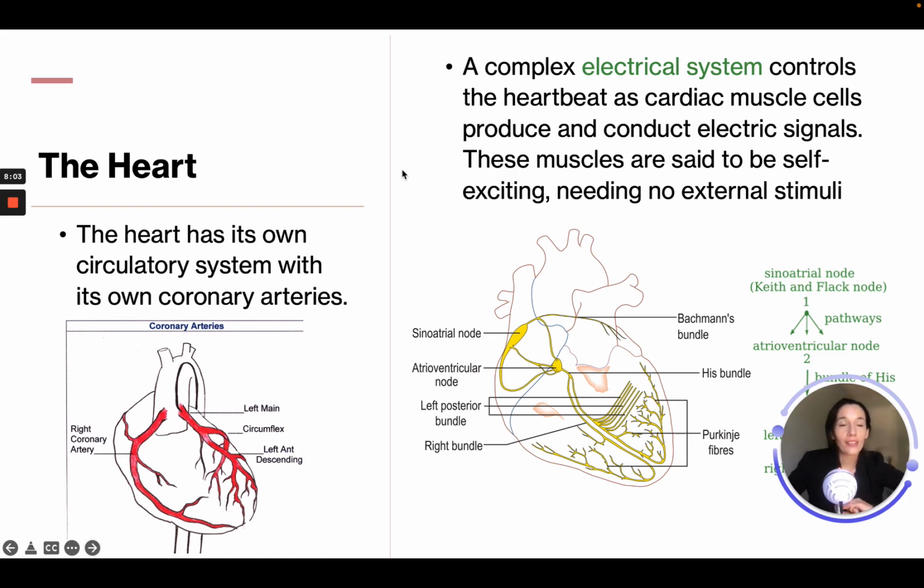And the complex electrical system in the heart controls the heartbeat as cardiac muscle cells produce and conduct electrical signals. These muscles are said to be self-exciting, needing no external stimulus. So this is like the pacemaker of the heart. This is the electrical system. We have our sinoatrial node, atrioventricular node, left posterior bundle, right bundle, and the bundle of His, Purkinje fibers. Again, this is just the electrical signals of the heart.